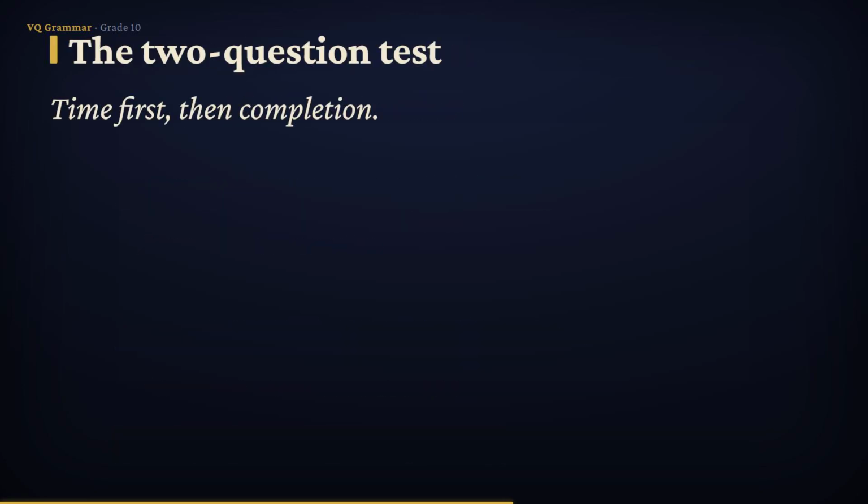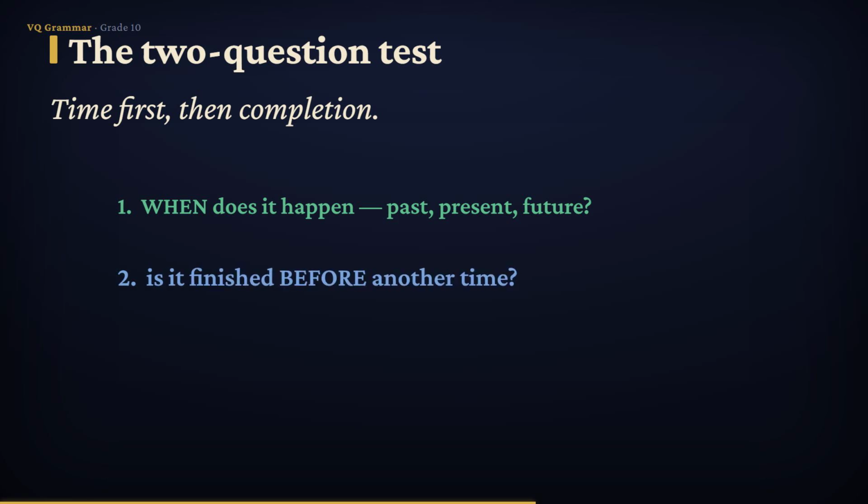So here's the method. 2 questions and you'll never guess again. Question 1. When does it happen? Past, present, or future? Find the moment and you've cut your 6 choices down to 2. Question 2. Is it finished before another time?